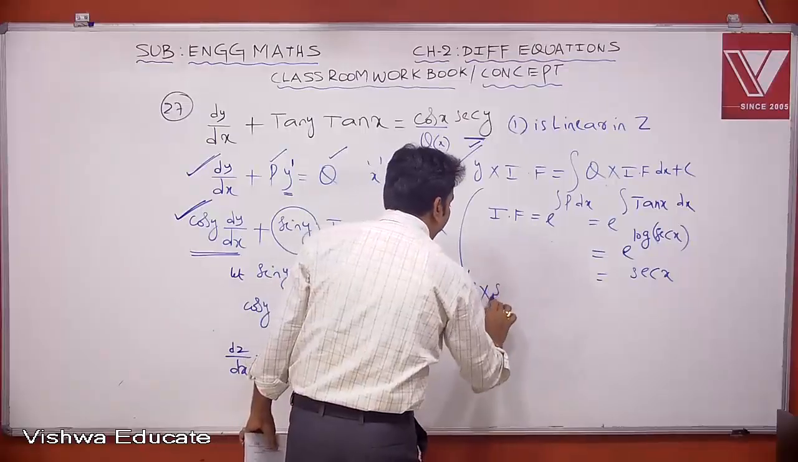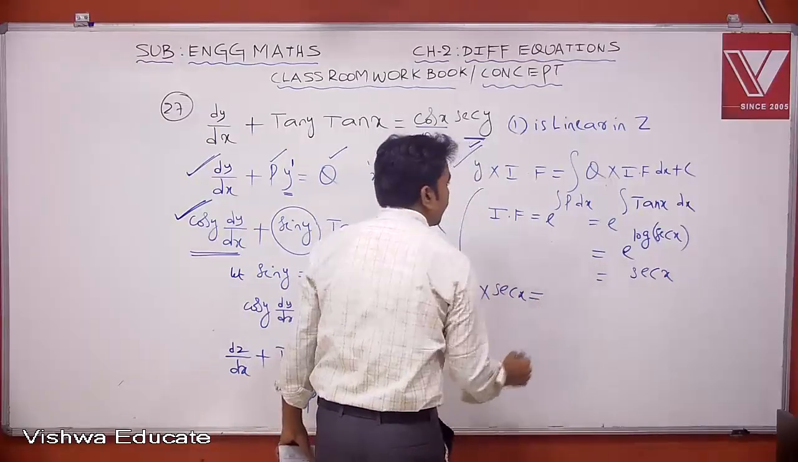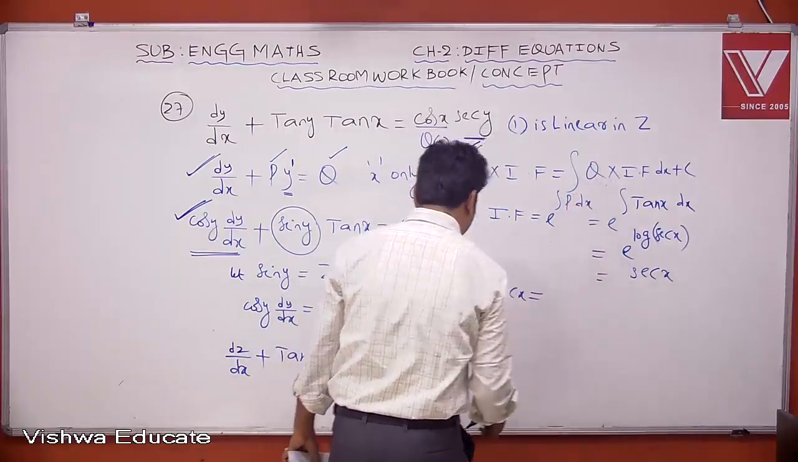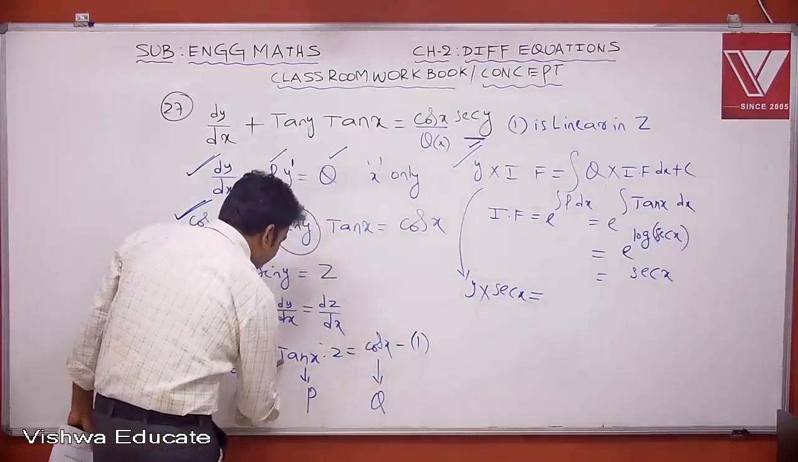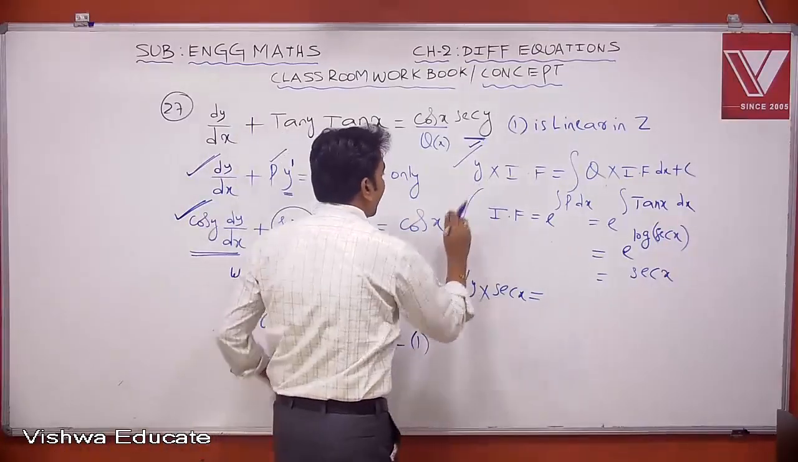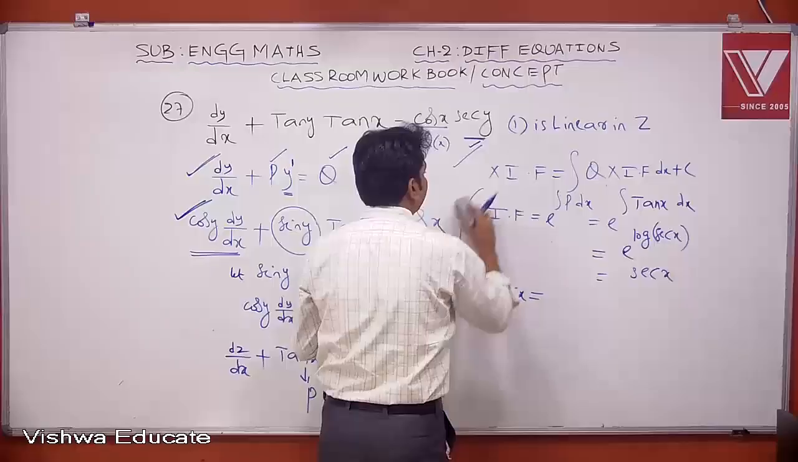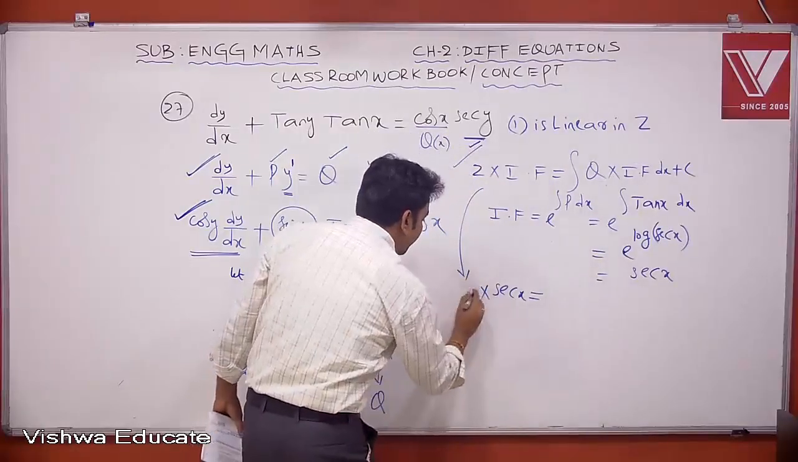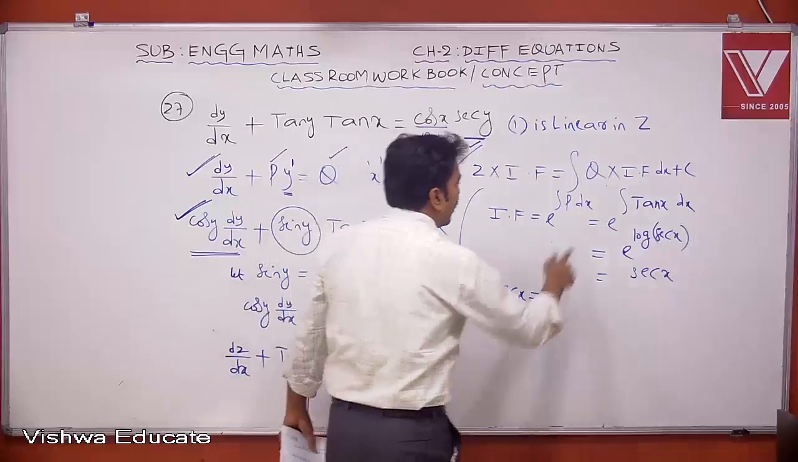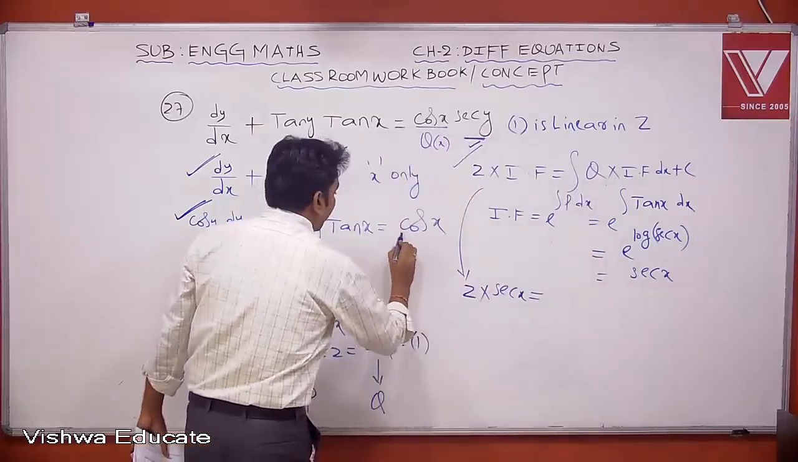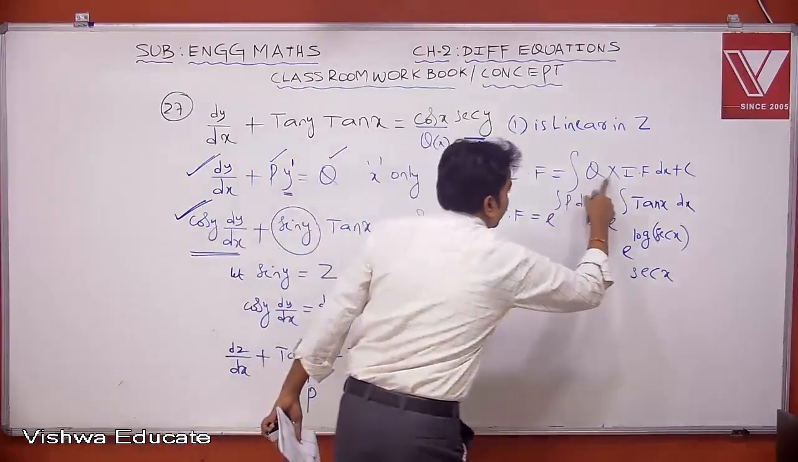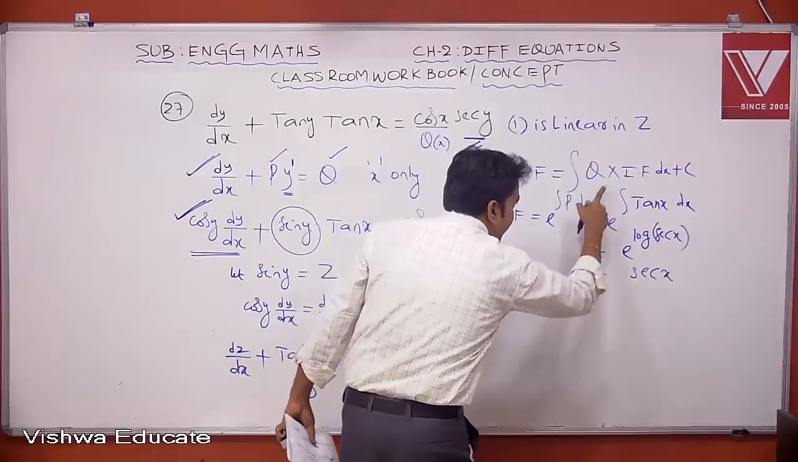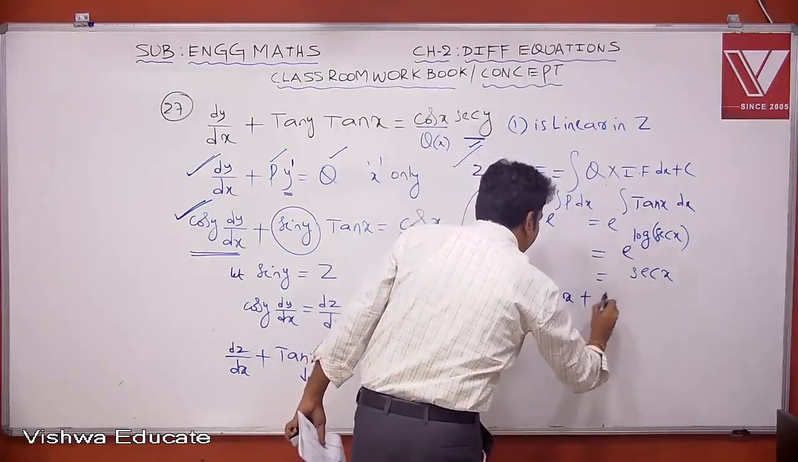Y into IF is secant x equal to, what is q? Q is this. Actually this is a linear equation in z, so here y has to be replaced with z. So z into IF equal to this. Now this is z into secant x equal to, here what is q? Q is nothing but this cos x. So cos x into secant x, that is integral 1 dx, that is x plus c.